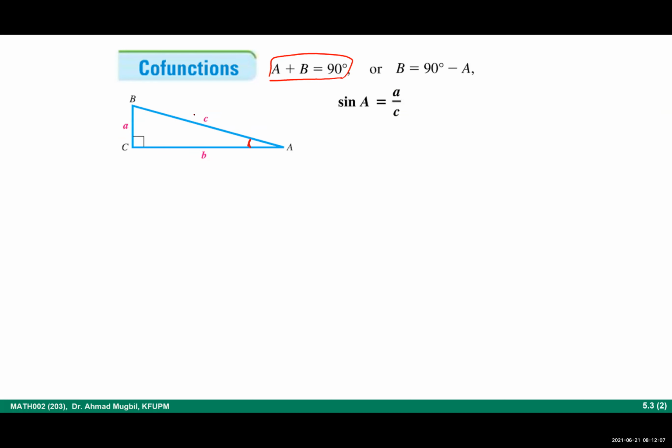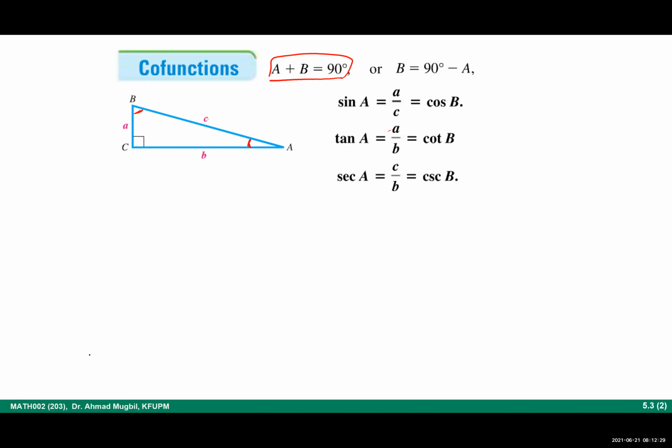Now look at sine, for example, sine A, this angle. Its sine is A over C, which is the same as cosine of B, the adjacent over the hypotenuse. Similarly for tangent. Tangent A is the opposite over the adjacent, which is the same as cotangent of B. So also the same for secant and cosecant.